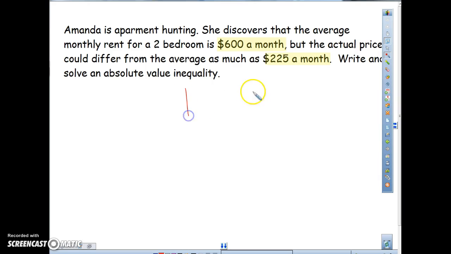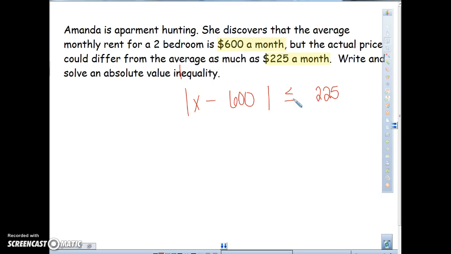So remember back when we did absolute value equations that we had this formula that said x minus c, and then it equaled your range, how much you could fluctuate by. So we're going to do that same thing here. So x minus our middle ground, the number that's in the middle, would be our 600, and how much we're fluctuating by is $225 a month. And it says it could fluctuate by as much as $225. Meaning it's not going to fluctuate more than $225, but it could be $225 or less. So we're going to do less than or equal to $225.